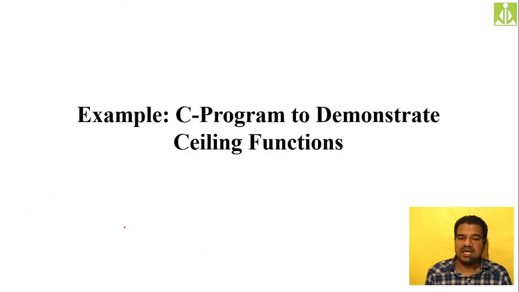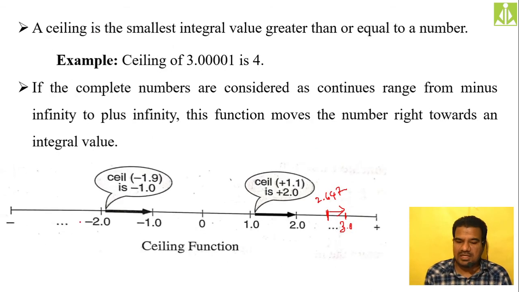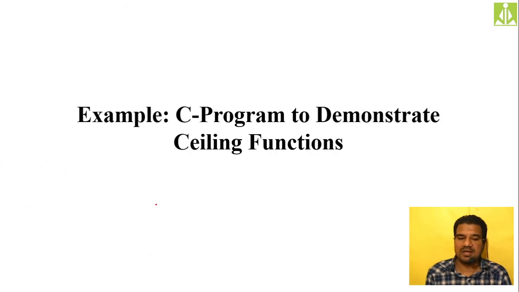In case of ceiling, we are moving in this direction, as you can see on the number line. So we will get either equal or greater values. But in the floor function, we will get equal or lesser.